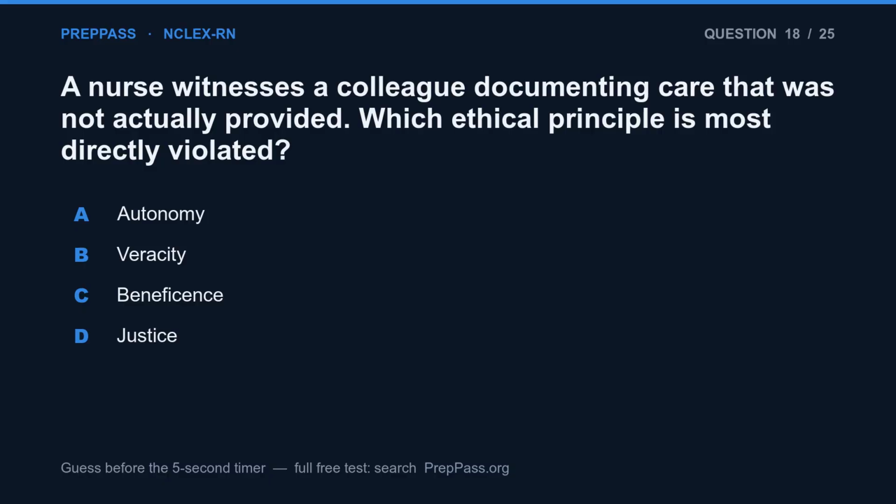Question 18. A nurse witnesses a colleague documenting care that was not actually provided. Which ethical principle is most directly violated? A. Autonomy. B. Veracity. C. Beneficence. D. Justice.